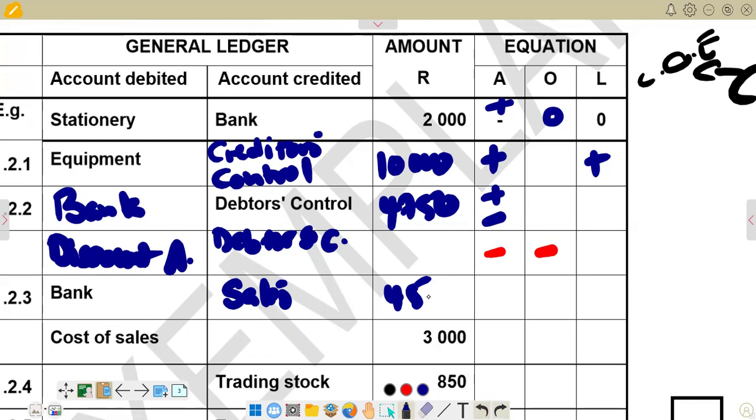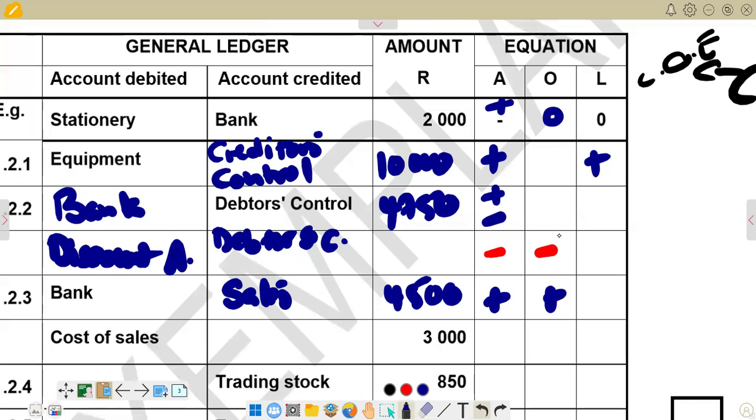So here we're saying 4,500. And then by debiting bank, remember it's an asset, so we debit the bank, debit an asset with a plus, so we put a plus on assets. And sales is going to affect our owner's equity. Remember, sales are in the income statement, it increases the value of our net profit. So owner's equity obviously is going to be a plus. So we put a plus here.